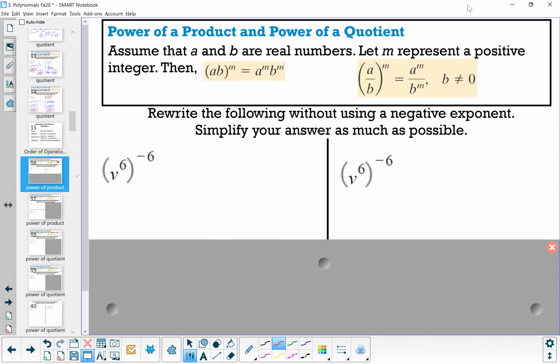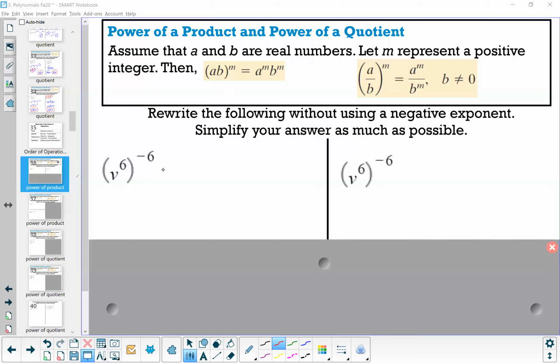Now we're going to take a look at the power rule with negative exponents. So we'll start with something basic where we have, in parentheses, v to the sixth, outside of parentheses to the power of negative 6. So here we can see we have a power to a power. And we know from before that when we have that, we multiply the exponents.